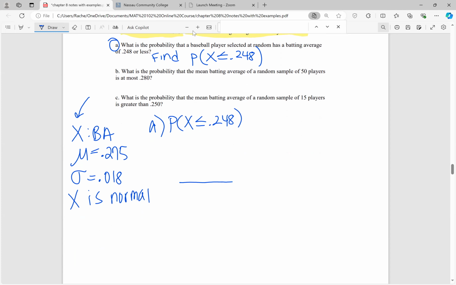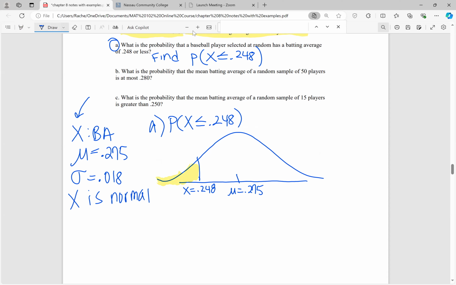So let's sketch our normal distribution. Mu equals .275 goes in the center. And we want to find the proportion of area where X is less than or equal to .248. Now, .248 is less than .275, so I'm going to put it to the left. And we want the area that's less than or equal to, so it's the area to the left.